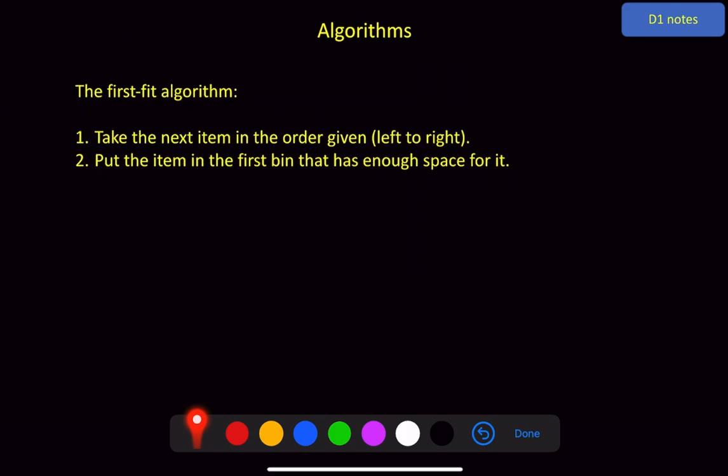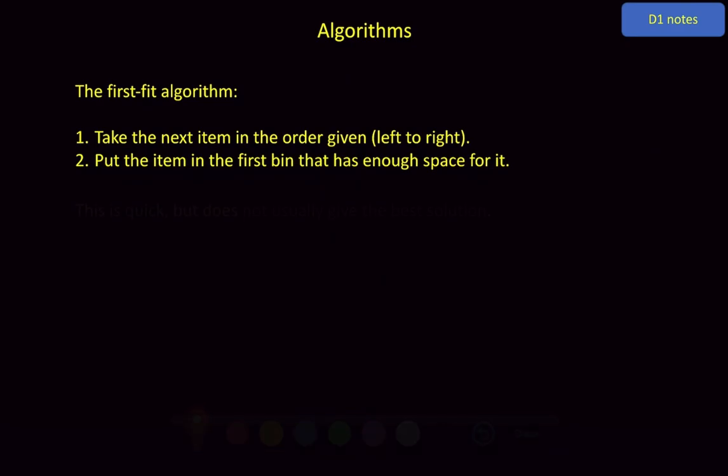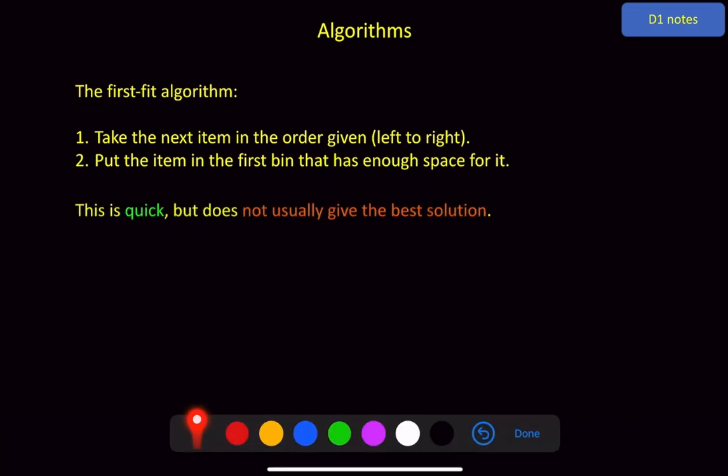So the first fit algorithm is simply to take the items in the order given left to right, put the first item in the first bin, put the second item in the first bin if it will fit, if not, put it into the second bin, and so on. You just take each item in turn, put it in the first bin that has enough space for it, starting at bin 1 and going along. Pros and cons: this is a quick algorithm, but it does not usually give the best solution. In fact, sometimes it doesn't even give a very good solution. But let's see how this works.